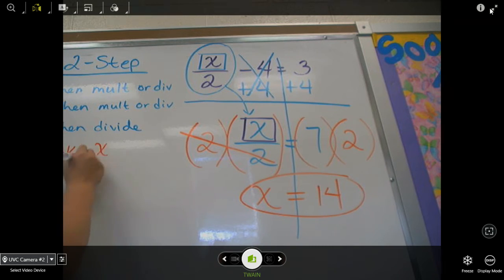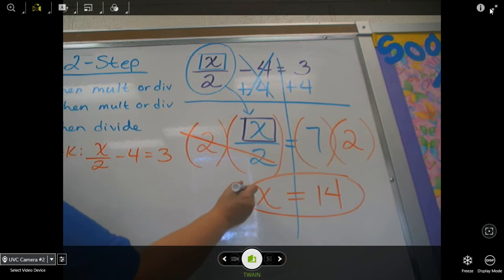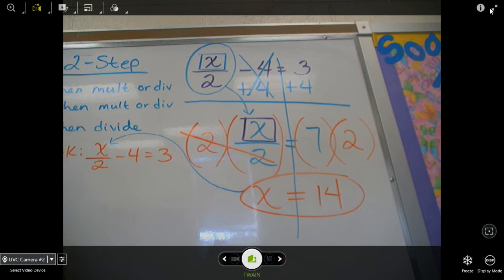Rewrite your original problem. x over 2 minus 4 equals 3. Now remember, I got x equals 14, so I'm going to put it right there. So I have 14 divided by 2 minus 4, and I want to know, does that equal 3? What is 14 divided by 2? Well, that's 7.